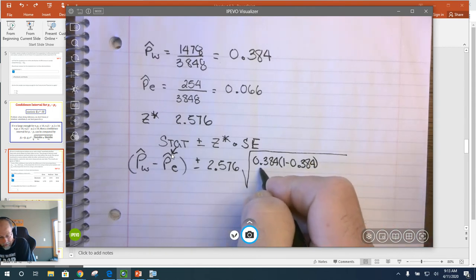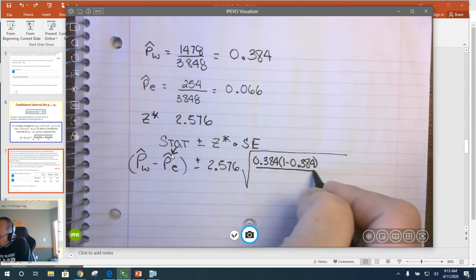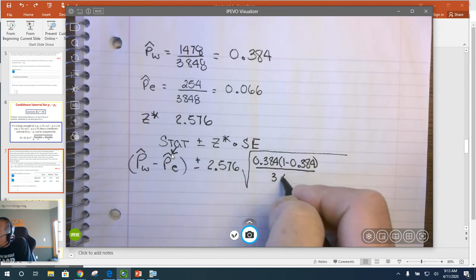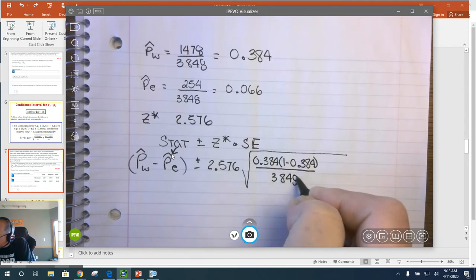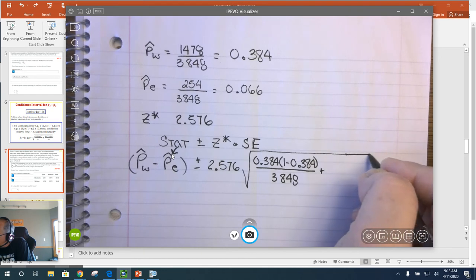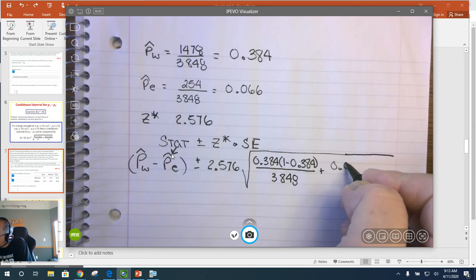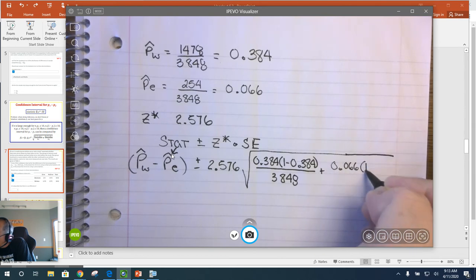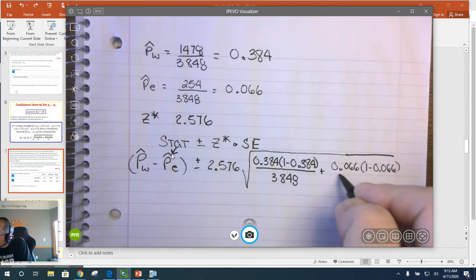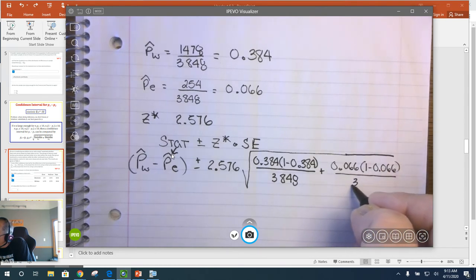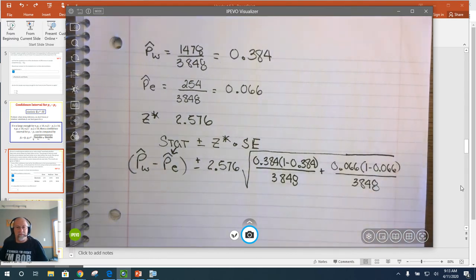I'm going to divide that by the value of n, and both n's are the same. And then I'm going to add that to exactly the same thing, but for the second set, which is 0.066, 1 minus 0.066. And this is also divided by 3848. Give you a second to go make that calculation and see what you come up with.